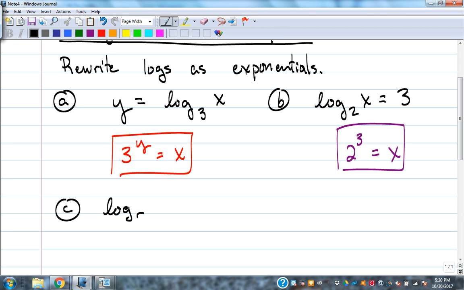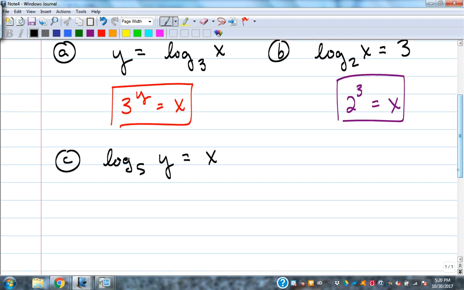So that's not what we're after right here, but it's kind of the idea where we're going. Log base 5 of y is equal to x. What's the base? What's the exponent on that base? X, because that's what the log is equal to. What's that equal?